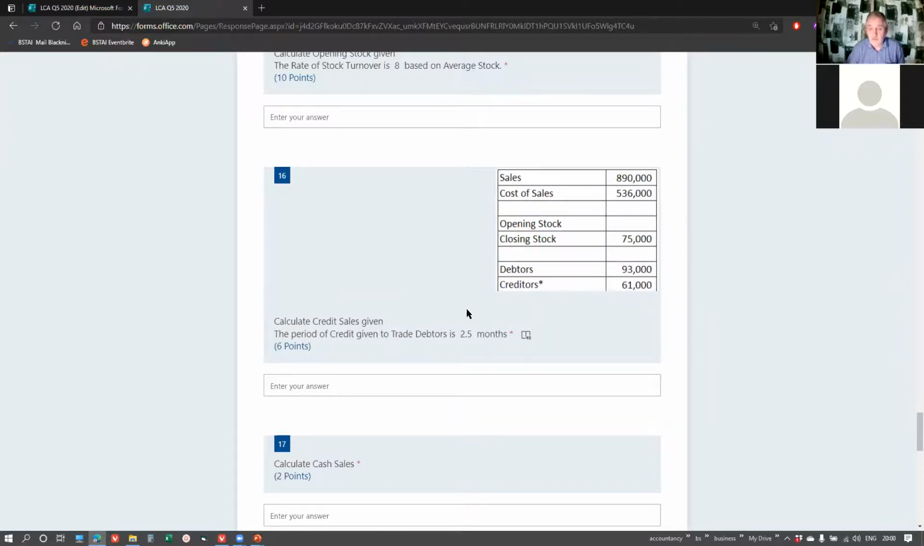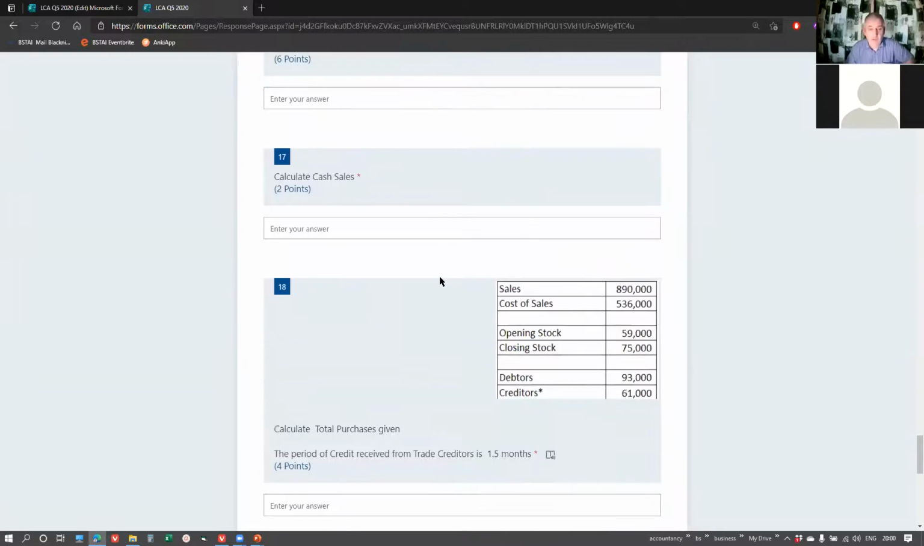Calculate credit sales if the period of credit to debtors is 2.5, okay? Debtors 93, multiplied by 12, divided by 2.5 equals answer got. 8, probably 8 marks got, a couple of seconds. Simple subtraction to find cash sales.